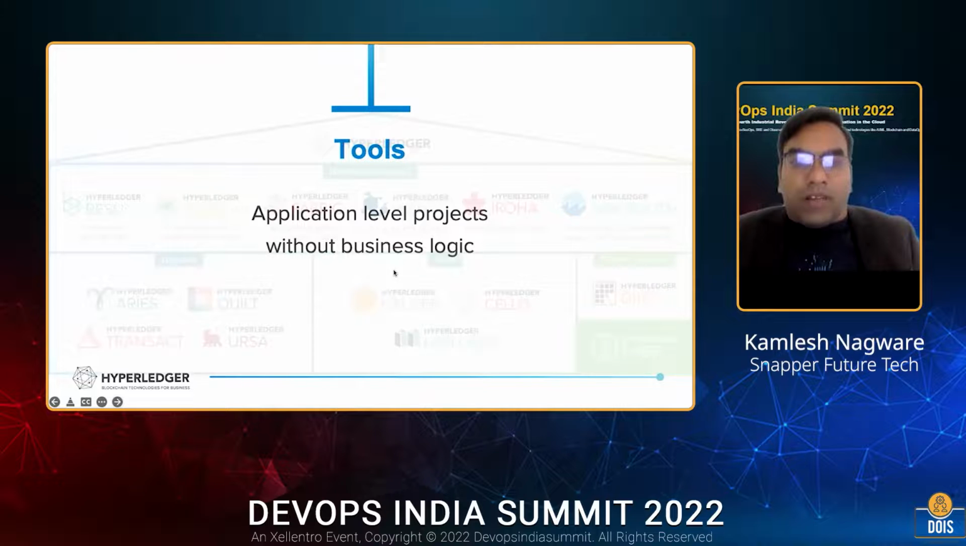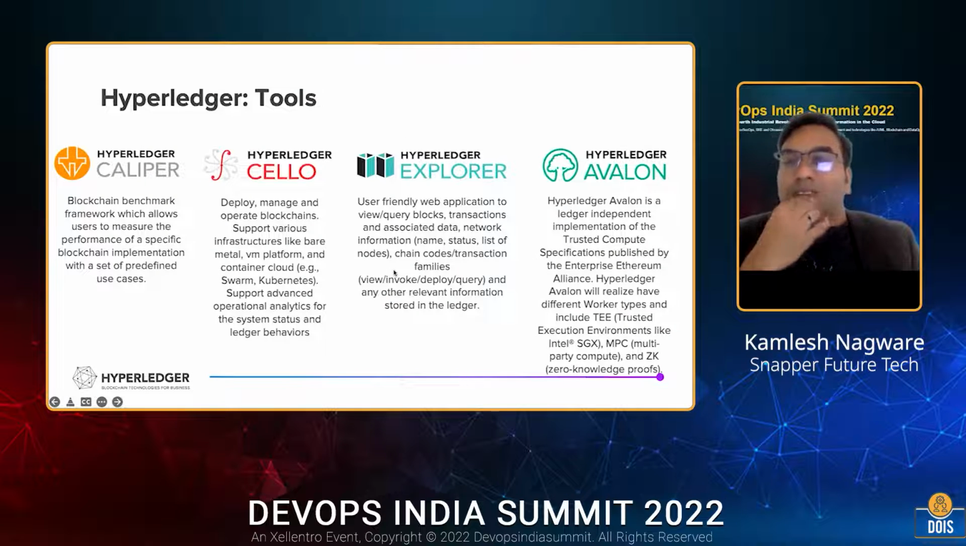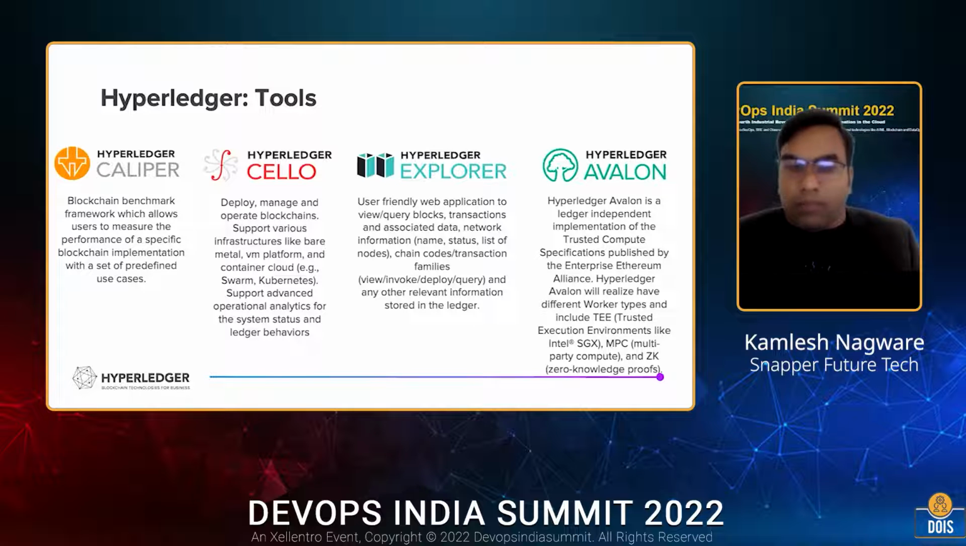So then come the tools. Tools are some kind of support for deployment, development, monitoring, or some additional features on the blockchain. For example, Caliper is a benchmarking tool. When you want to benchmark the performance of the blockchain network or your application, you can use Caliper.